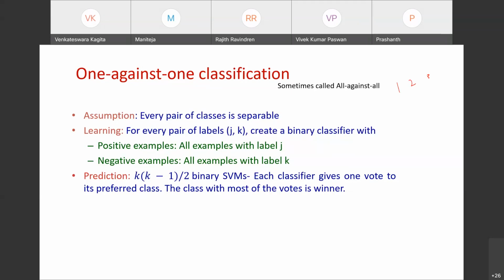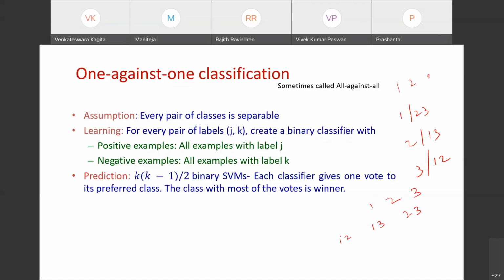So if you see the one against all classification, suppose I have three classes, what am I doing? I'm learning 1 versus 2, 3, and 2 versus 1, 3, and 3 versus 1, 2. Whereas in case of one against one, I learn the classifier between every possible pair of classes. Suppose I have three classes, 1, 2, 3, how many pairs of classes are possible? 1, 2, 1, 3, and 2, 3.